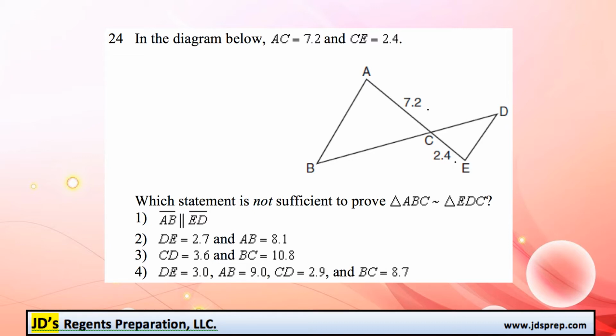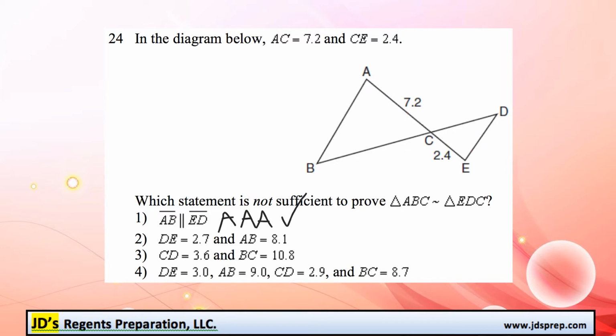So the first statement says that the lines AB and ED are parallel. So these two lines are parallel. Now, if that's the case, what we can conclude from that is that these two angles are equal to each other, as well as these other angles, because we have this Z pattern in both cases. So in this situation, we would know that all three angles are the same. So that would be proof to show that these are two similar triangles.